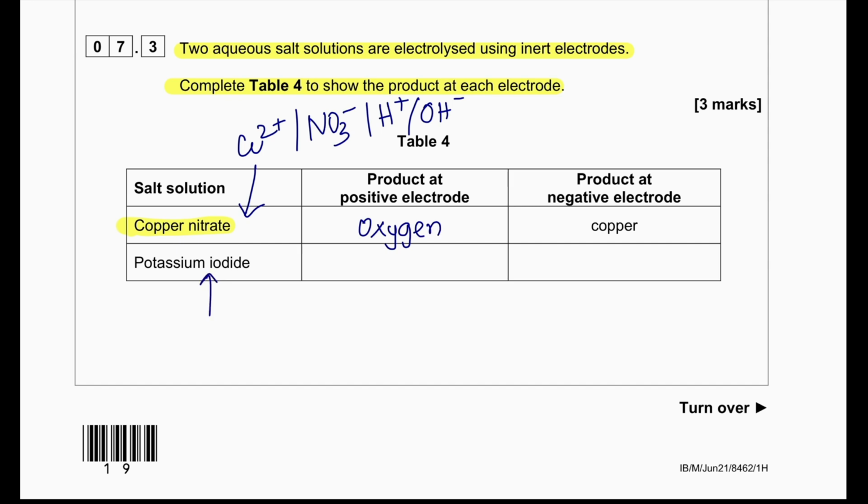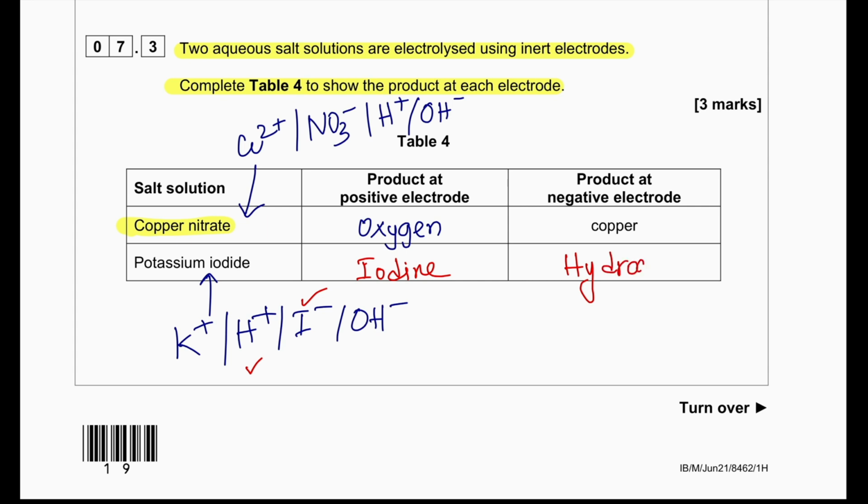In the case of potassium iodide, potassium ion, hydrogen ion, iodide ion, and hydroxide ion are present. Because hydrogen is lower in the reactivity series, and iodide too, the product at the positive electrode will be iodine and the product at the negative electrode will be hydrogen.